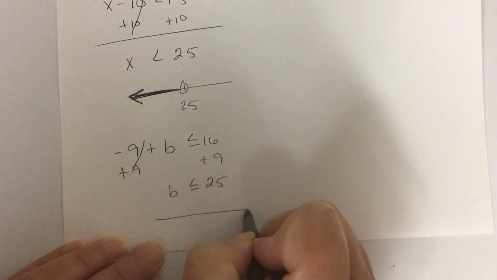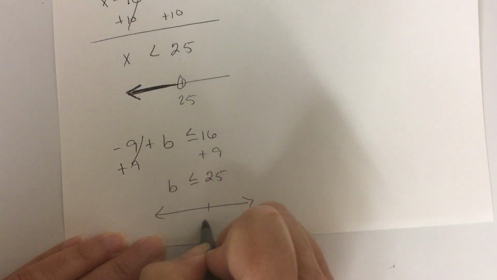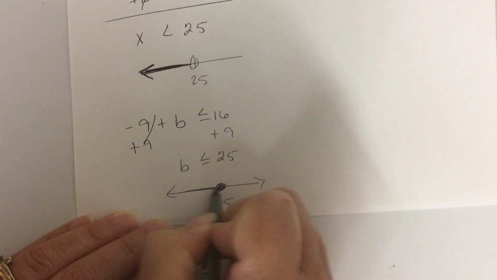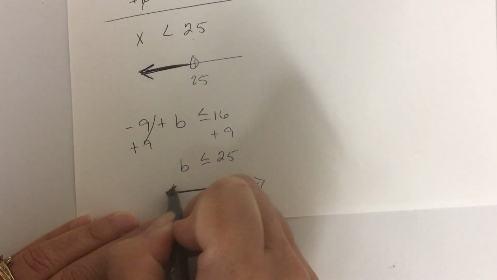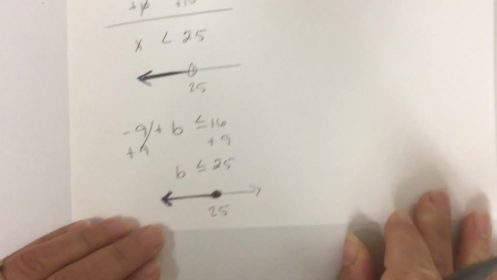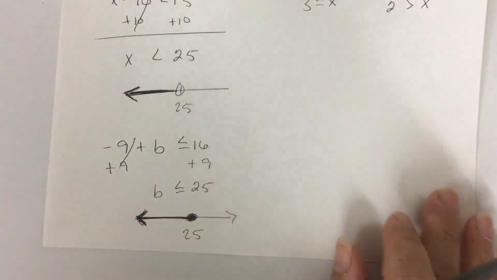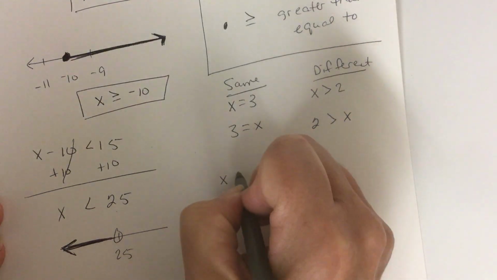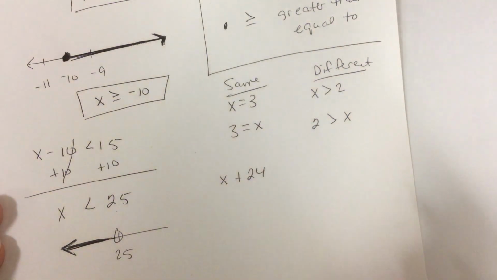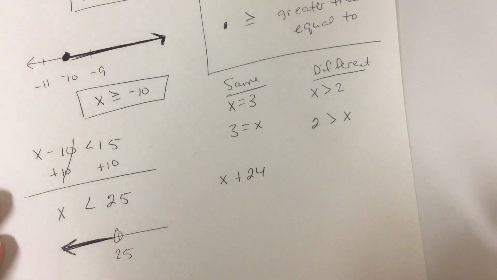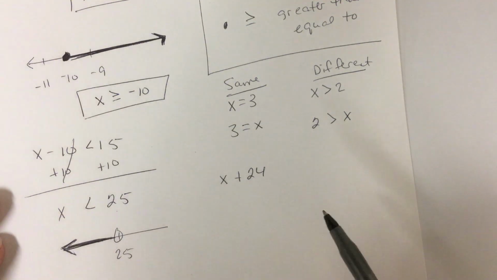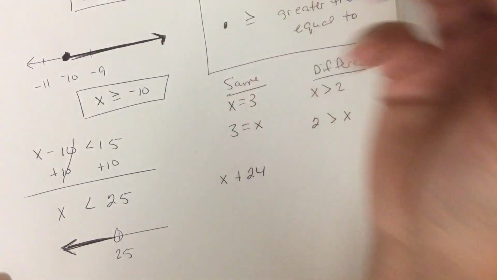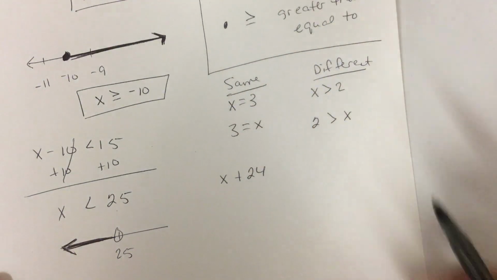If we were to graph that, we would have 25. We would have the closed dot, and it would be shaded that direction. So that would be the graph of it. Okay? Example 4, these are out of your workbook, by the way. This is on page 342. I started on 342. I'm now on page 343. I didn't start with example 1, so really it's example 2, 3, and now we're on example 4.